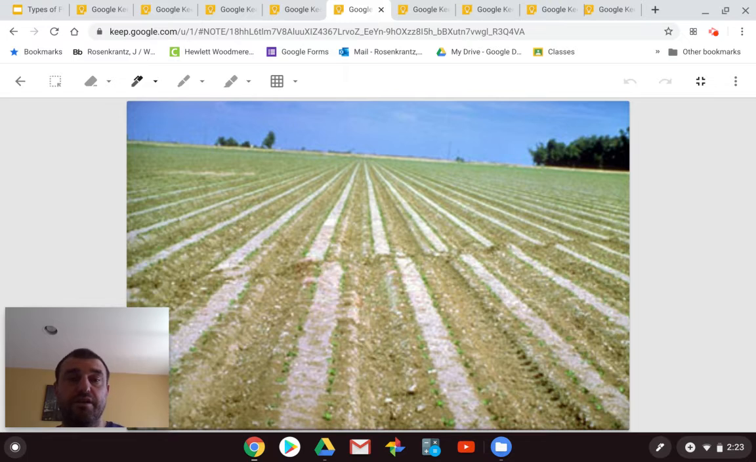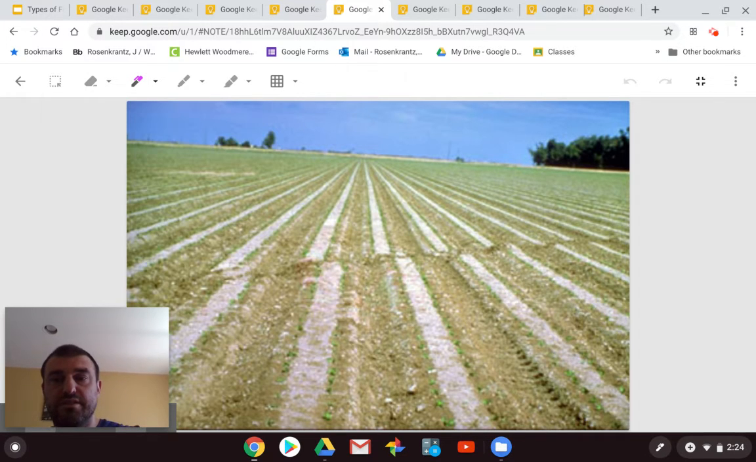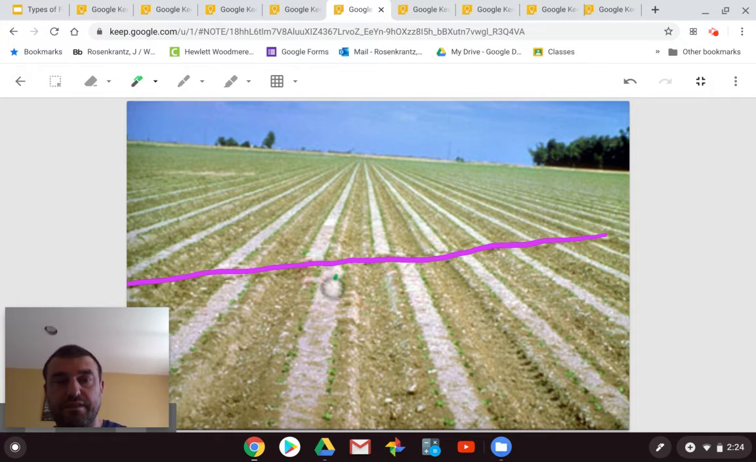So here is a fault. See how there's no up or down motion? So this means you know it's a transform fault, but how can you tell if it's left lateral or right lateral? Okay, well, this is the fault line. And this green line I'm drawing should have been continuous with that green line.